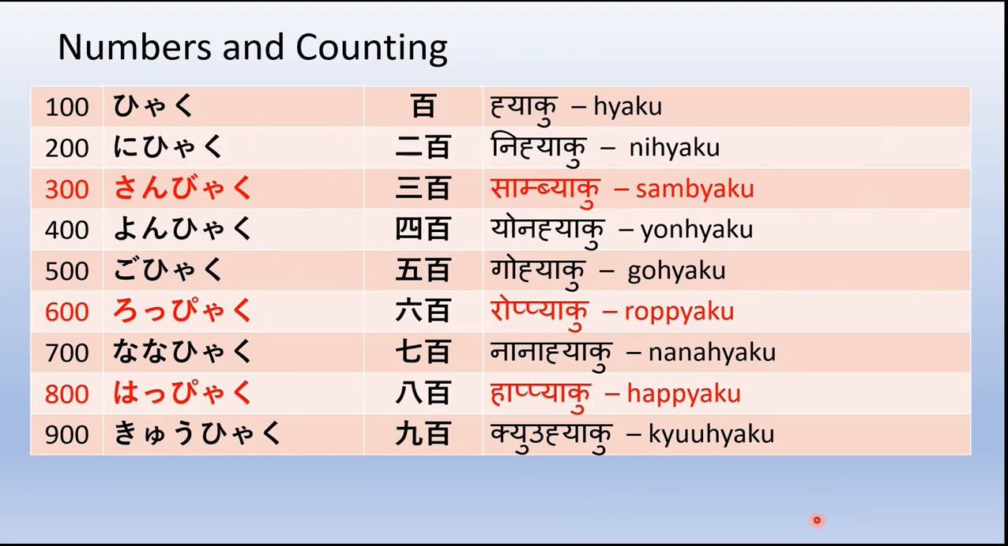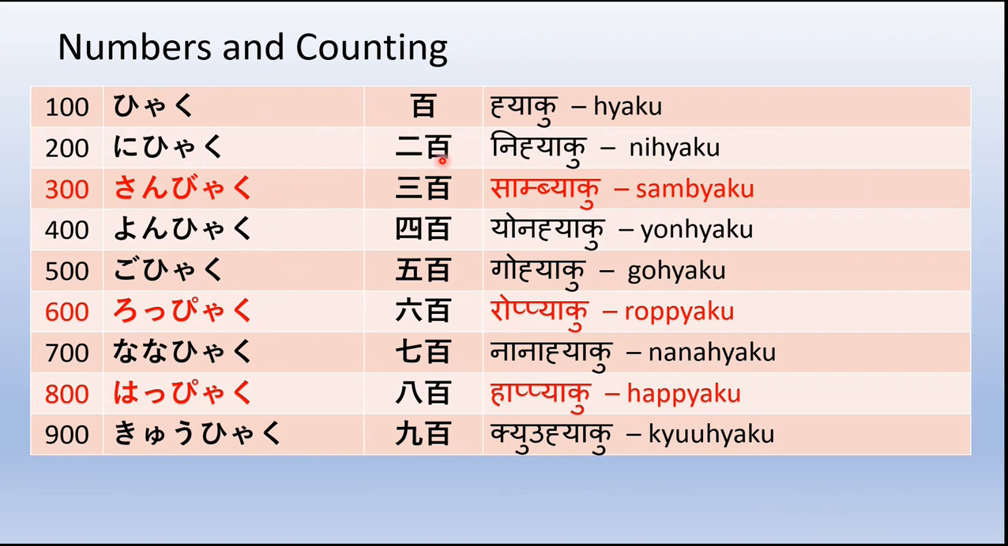Now let's continue from 100. So 100 is known as hyaku in Japanese, and this is the kanji for 100, and this is written in hiragana. Hi plus ya becomes hya. This is again a blended sound, and this is ku. So 100 is hyaku. This is the kanji, and this is the pronunciation in Hindi and in English. Hyaku is 100. Similarly, 200 will be ni hyaku.